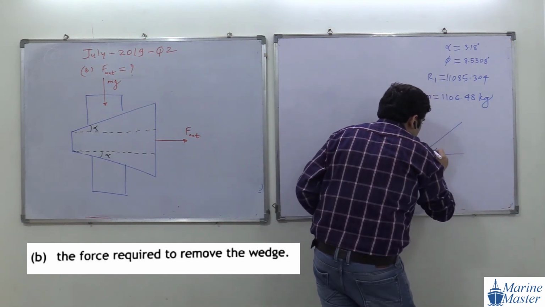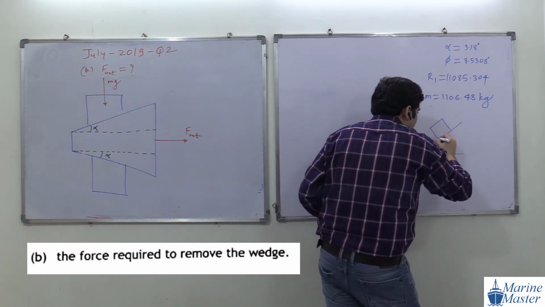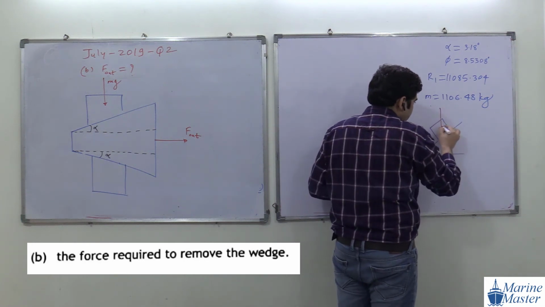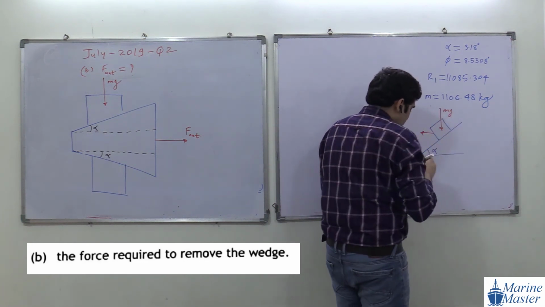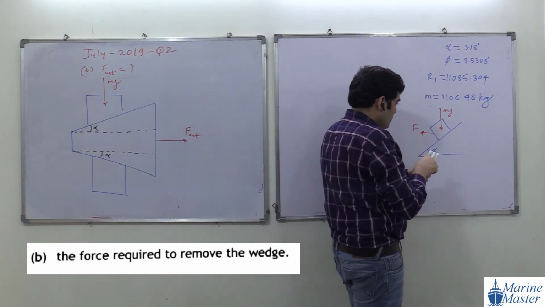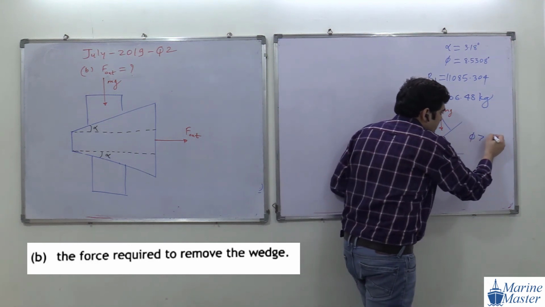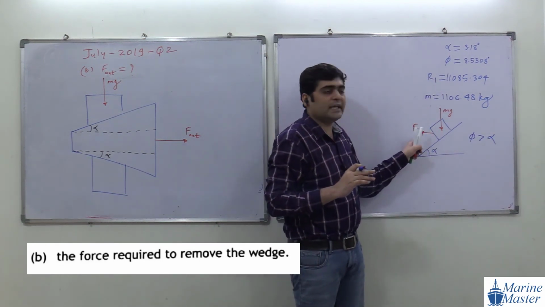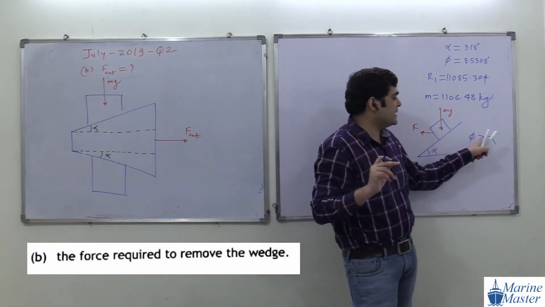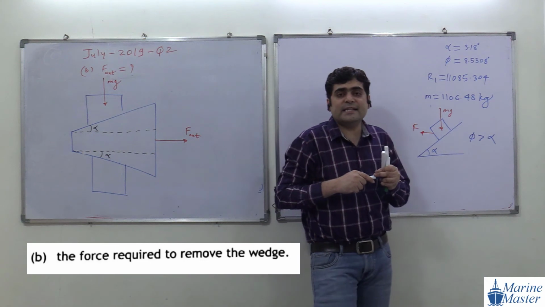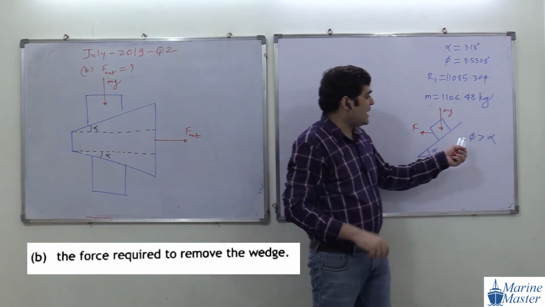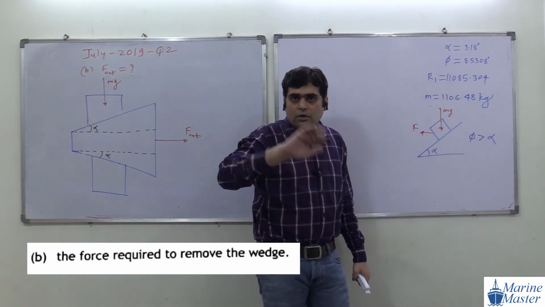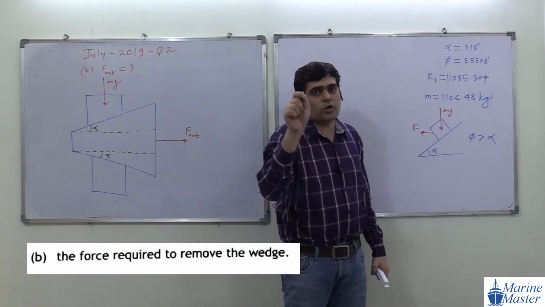This is our alpha, this is our object. For reference I am writing: this is our weight mg, and this is our horizontal force F. In this scenario, phi is greater than alpha. Remember, if phi is greater than alpha, then the object will not come down automatically due to its own weight.